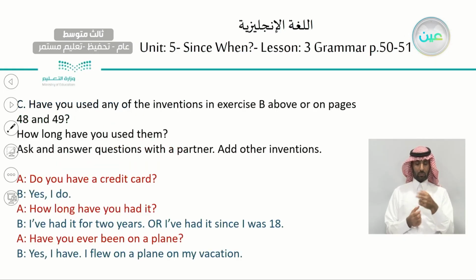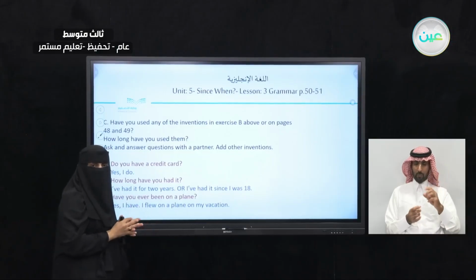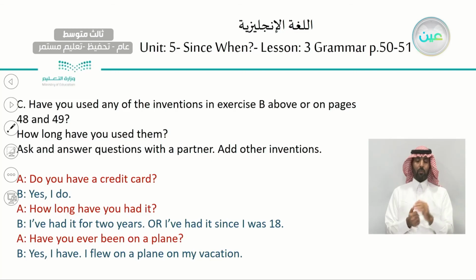Look at this exercise, exercise C. Have you used any of the inventions in exercise B? He wanted us to look at exercise B, the table, look at the inventions. And the question is, have you used them before? Or the inventions on pages 48 and 49. So the question he provided as an example is, how long have you used them? Ask and answer questions with a partner. So you have to create questions and create answers. Add other inventions if you want to talk about other inventions, it's okay. You don't have to stick with the ones we have in our book, okay?